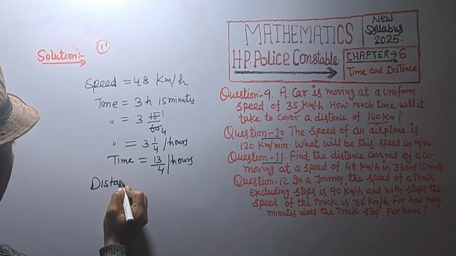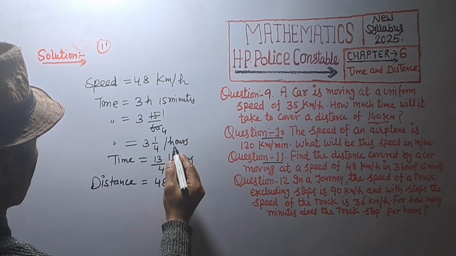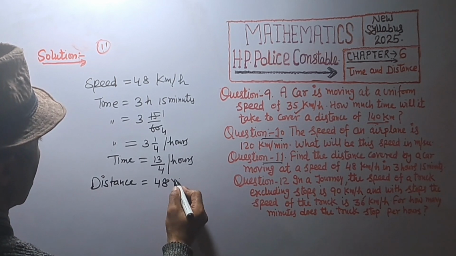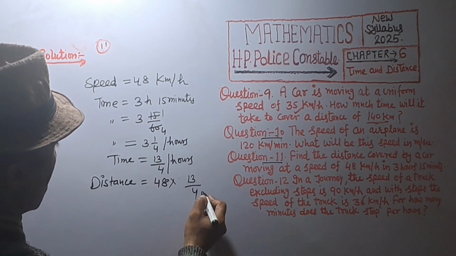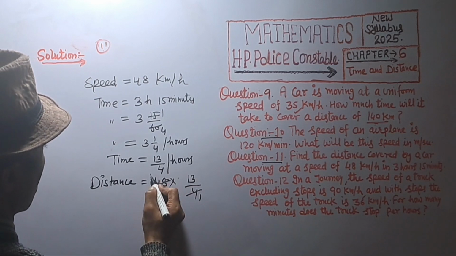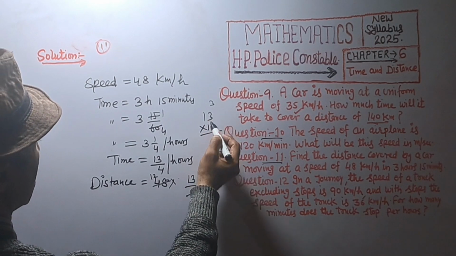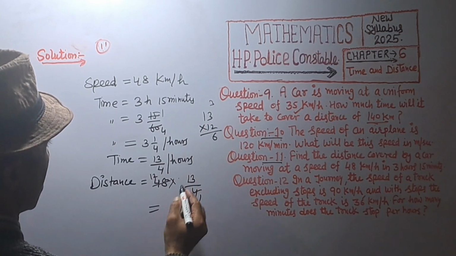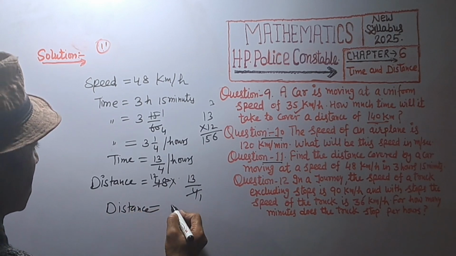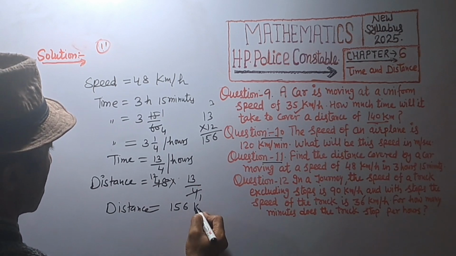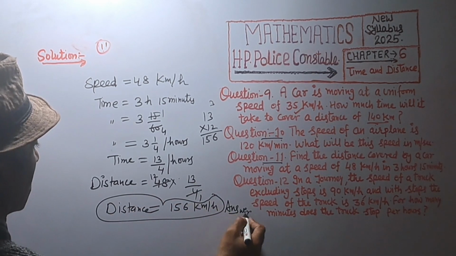And we find the distance equal to 48 into time, which is 13 upon 4. 4 ones are 4, 4 12s are 48, 13 into 12, that is equal to 12 3s are 36, 3 carry, 12 ones are 12 plus 3 equal to 15. Distance is equal to 156 km. Answer.